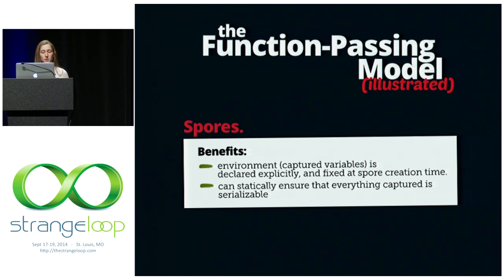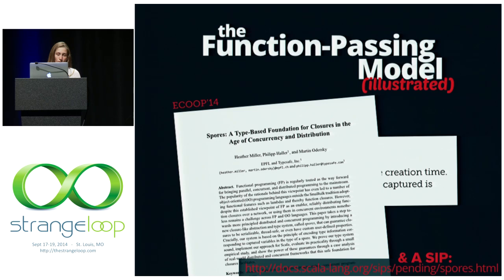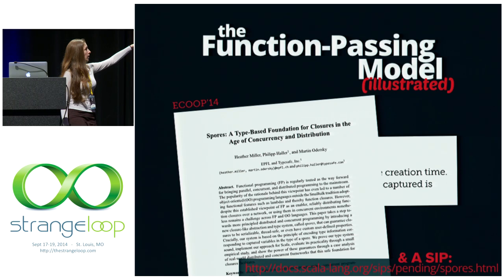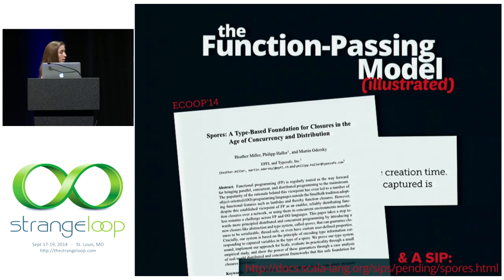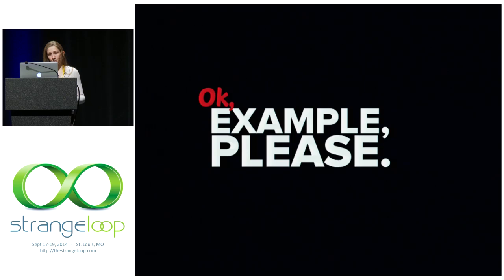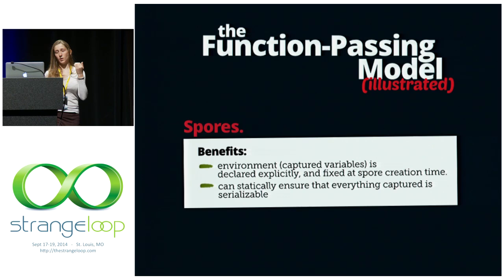If you want to know more, there's a paper about it. But there's also, which is a lot nicer to read than a paper, this Scala improvement document. The paper actually includes an interesting little type system that restricts certain types that you capture. So you can basically say, I don't want a user to pass a socket or an actor to my framework because I can't serialize that.